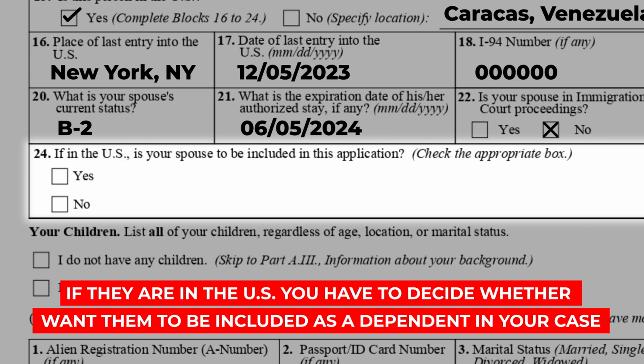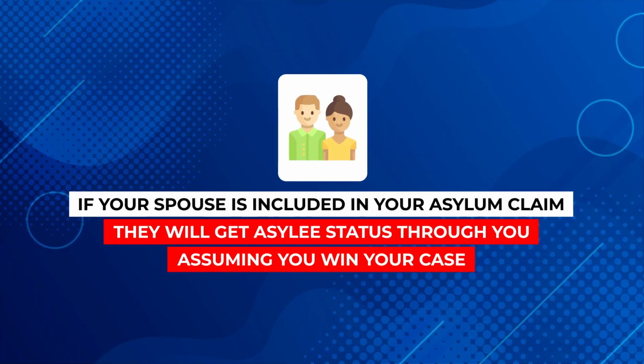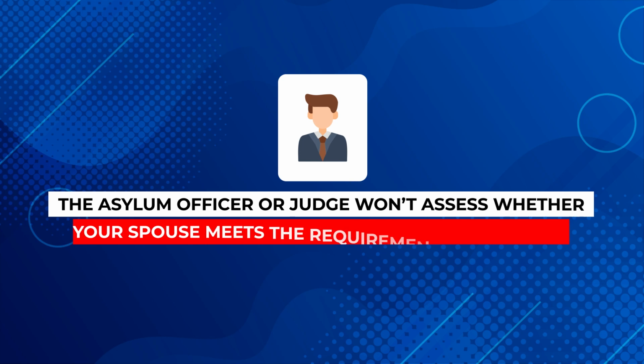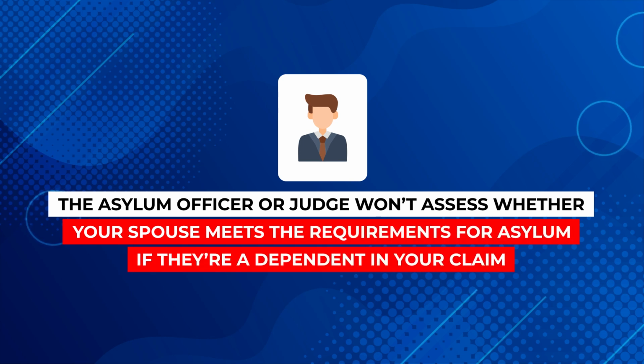What does that mean? Well, if your spouse is a dependent in your claim, it means that they will get asylee status through you, assuming you win your case. And that happens automatically. They get this status at the exact same time as you do if they are included as a dependent in your case. To be clear, the asylum officer or judge will not assess whether your spouse meets all the requirements for asylum if they're a dependent in your claim.